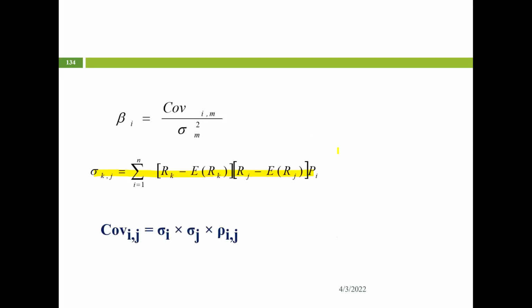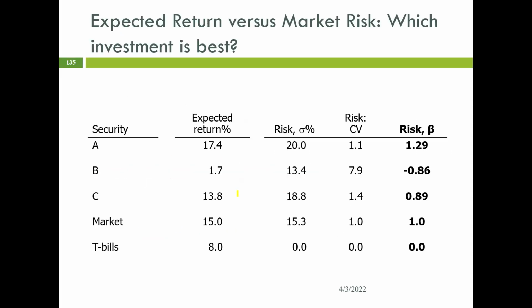Once you have calculated beta using these formulas, those are the betas for the stocks: A 1.29, B minus 0.86, C 0.89. For the market, remember always beta is equal to 1. For the market portfolio, beta is always equal to 1. So beta for the treasury bills or the government securities is always 0.